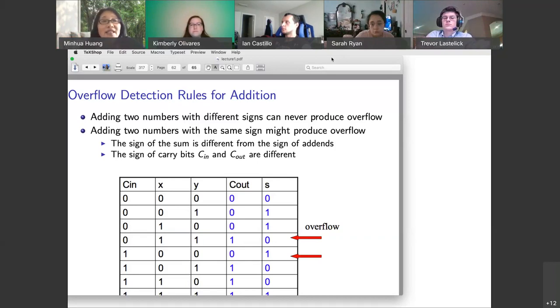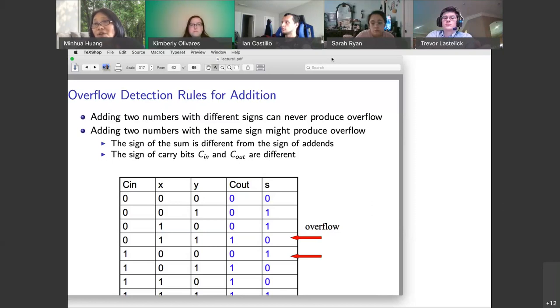So in this case, the sign of the sum is different from the sign of the addends. You have two negative numbers. You add these two negative numbers, and we expect the result to also be negative. Now you get a positive number.